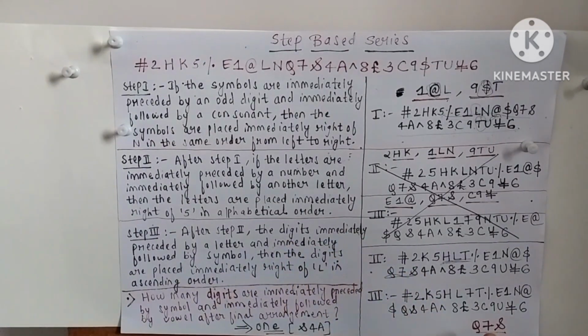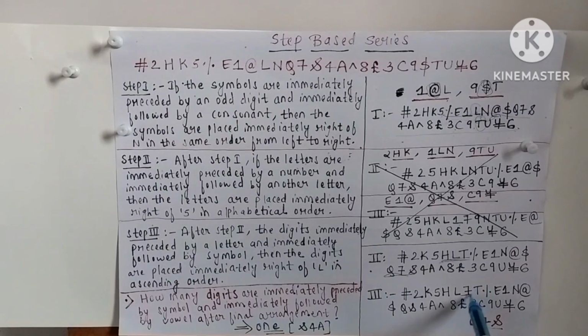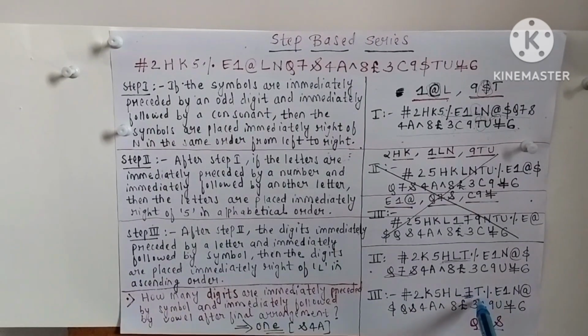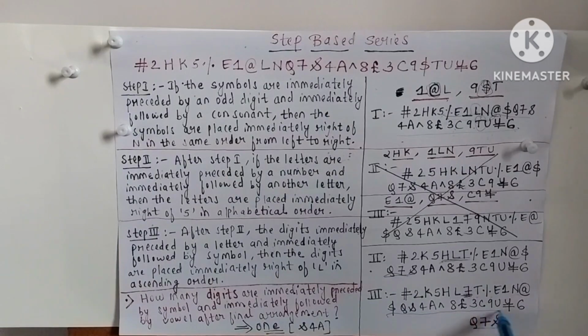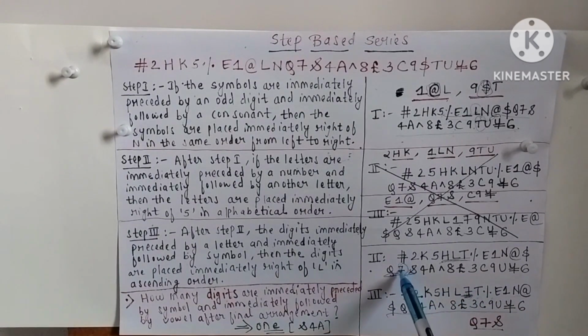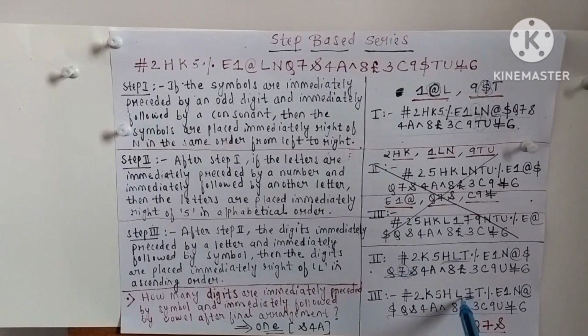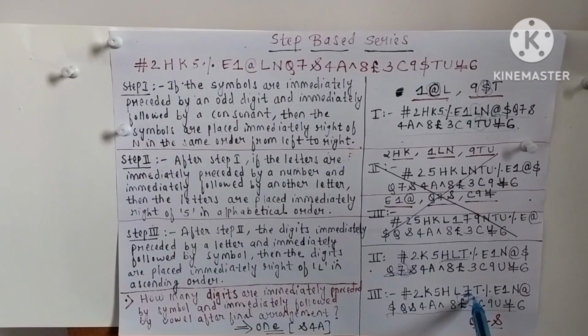So this 7 should be placed immediately right of L in ascending order. So only one you're getting which is matching that condition, that digit is immediately preceded by a letter and immediately followed by symbol. Okay. So hash 2k 5h, after L they have said, so after L 7 will come, then T will remain as it is, you need to write, but again 7 you should not write after Q, because immediately after L you need to place that, okay.